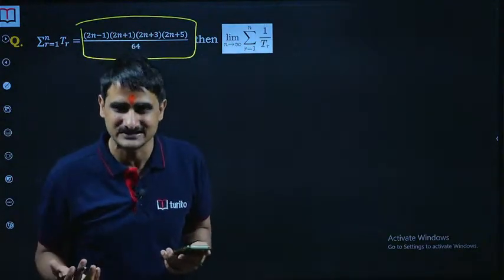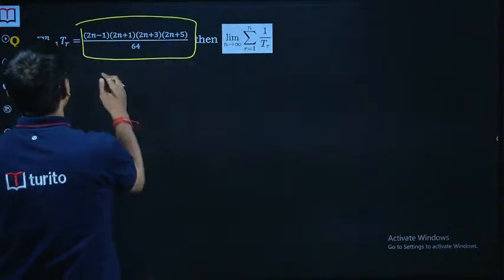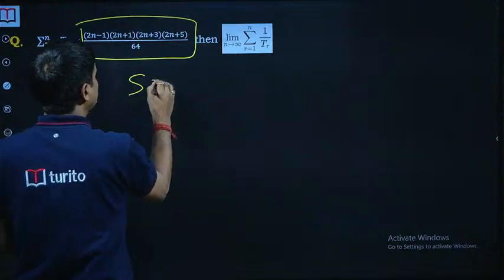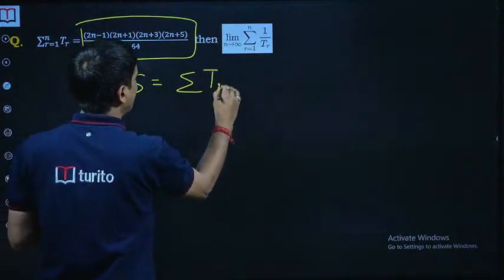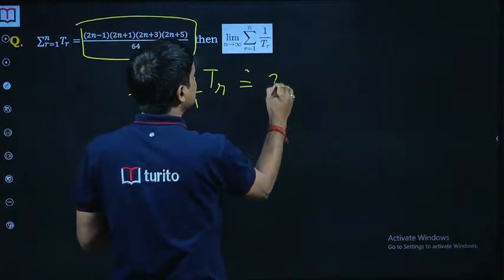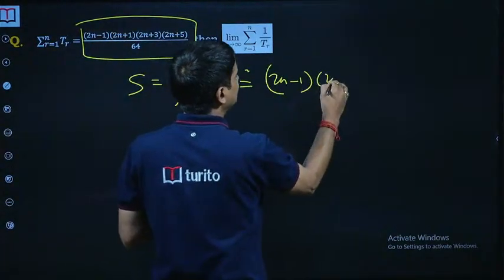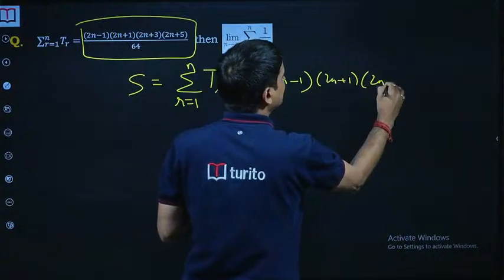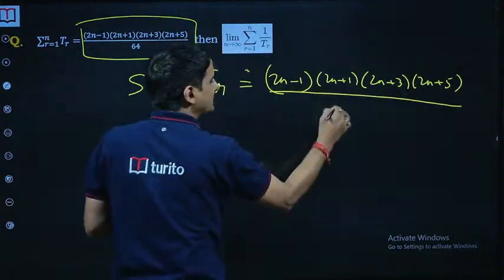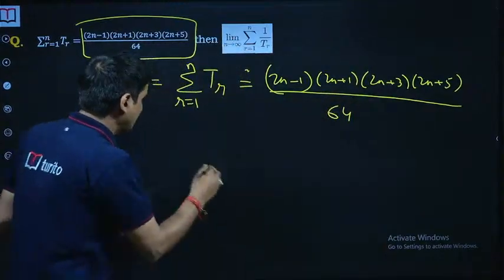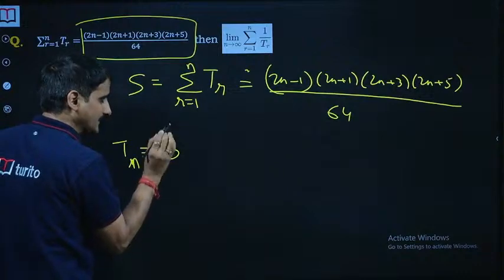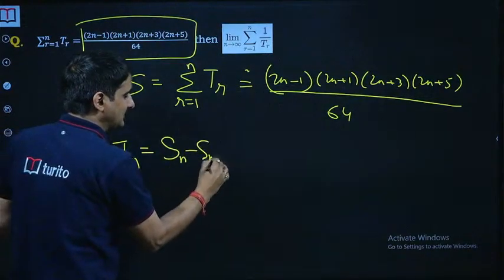See, here that series is given, the value of S, which is nothing but the sum of all terms when r goes from 1 to n. So the series is (2n minus 1) into (2n plus 1) into (2n plus 3) into (2n plus 5). My students will definitely know, it's an AP, and we already know that Tr is nothing but Sn minus Sn minus 1.